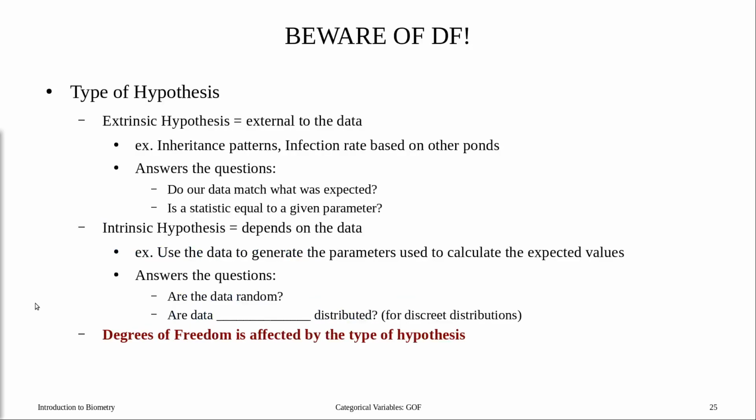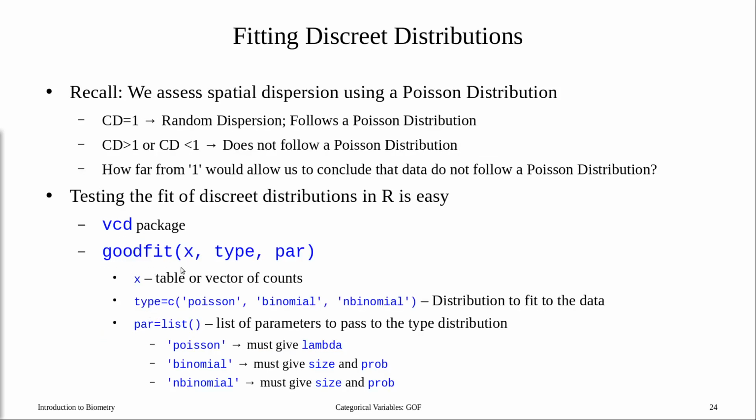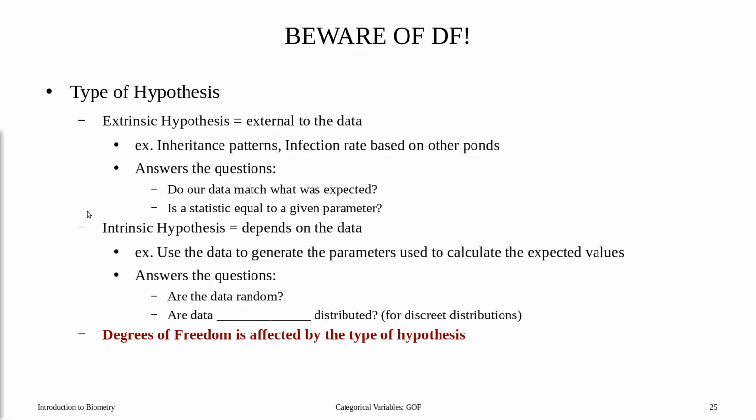Now, one thing we have to watch out for is the degrees of freedom, because now it comes down to this extrinsic versus intrinsic hypothesis. Everything up to this point has been extrinsic in nature. We've had this external idea of what our expected count should be. Well, we can have that here, and we can utilize the extrinsic hypothesis, which means the output that's given to us from the goodfit function is usable. The degrees of freedom are correct.